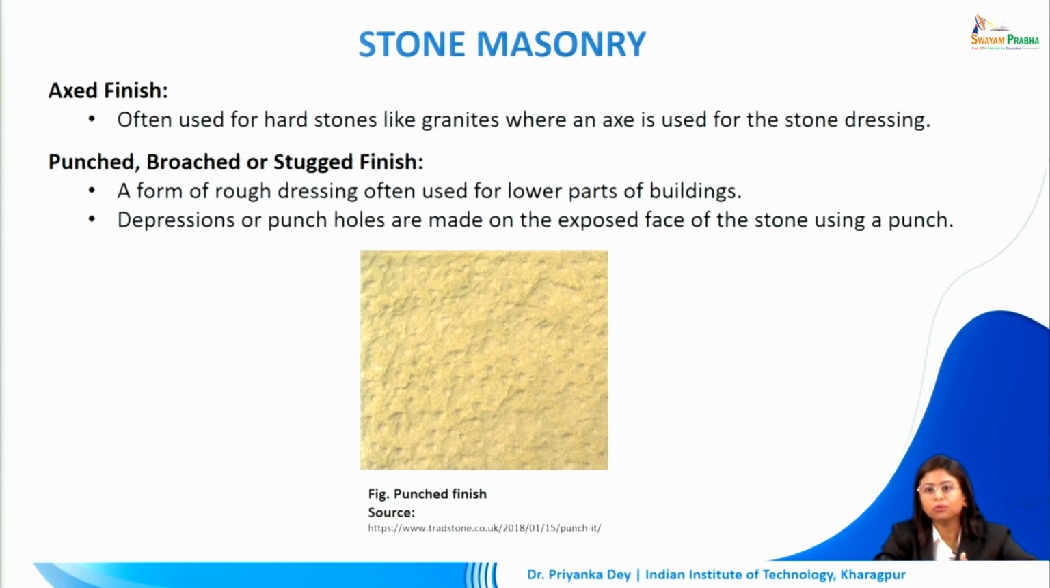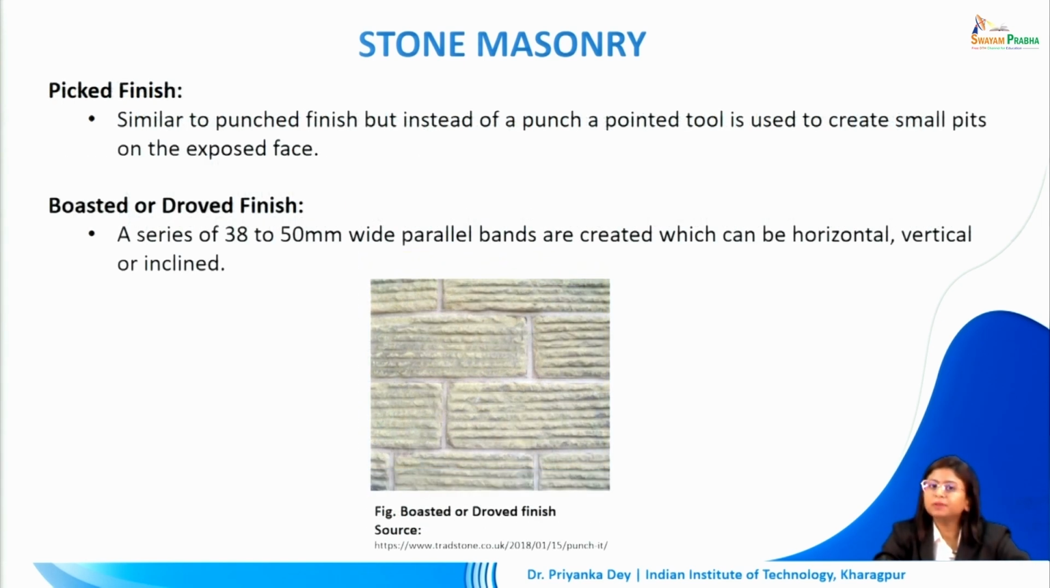The picked finish is similar to the punched finish, but instead of a punch, a pointed tool is used to create small pits on the exposed face. The boasted or droved finish has a series of 38 to 50 mm wide parallel bands, as one can see in this figure, and it is created either horizontally or vertically. So it's almost like the stone masonry units have been sprayed with parallel bands.